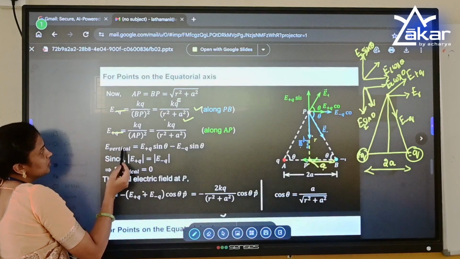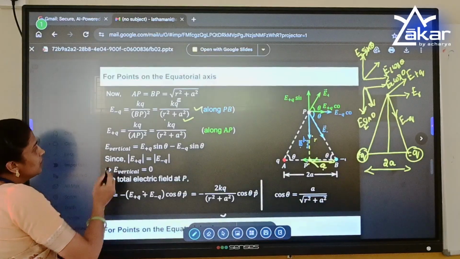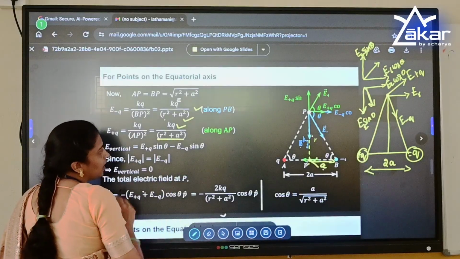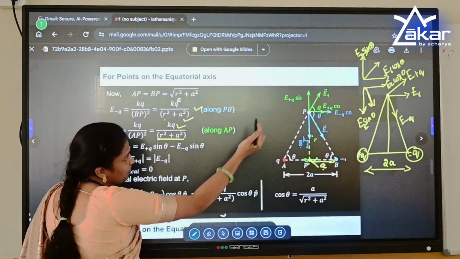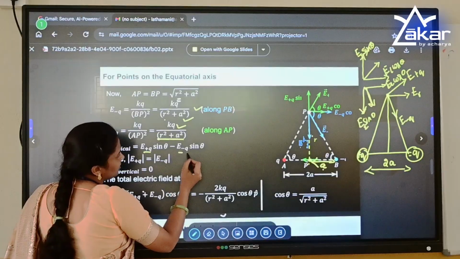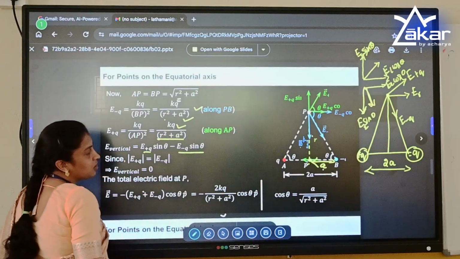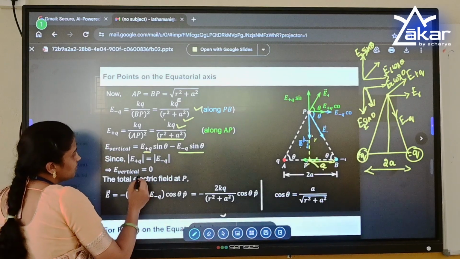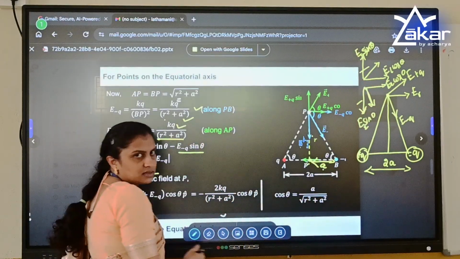Then E minus Q, that is E plus Q, that is 1 by 4 pi epsilon naught Q by r square. So plus Q, that is AP whole square. So AP whole square is KQ by the same r square plus a whole square. Yes, so we have resolved the components. From the vertical components we have to solve this. So E plus Q sin theta and E minus Q sin theta will both get cancelled. Why? Because they both are vertical components, and the opposite is there, so we can cancel. Then we will get E vertical is 0.